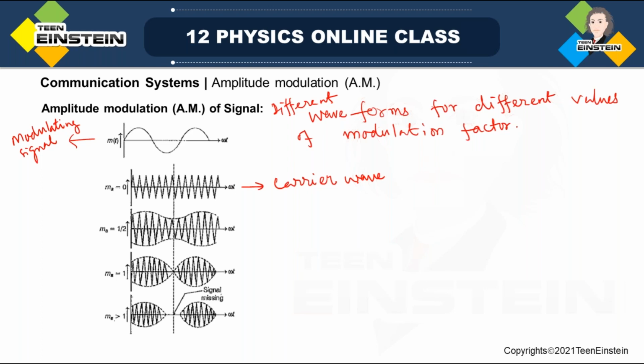When the modulating factor is 0, here it is written MA. Actually this MA is same as mu. Modulation factor with respect to amplitude, that's why MA they have written. So MA and mu are the same. So here mu is equal to 0.